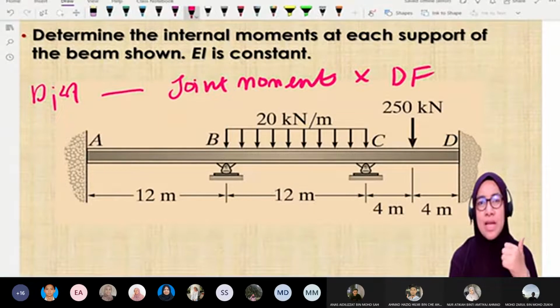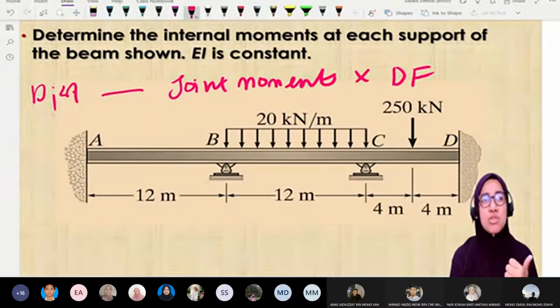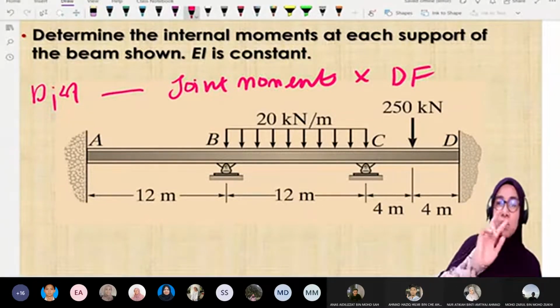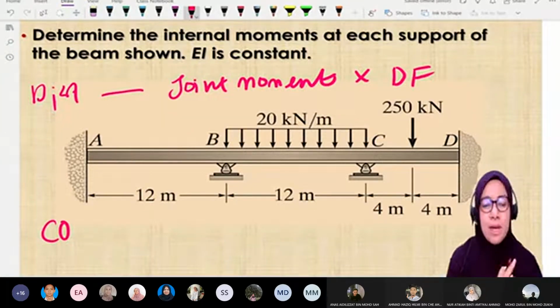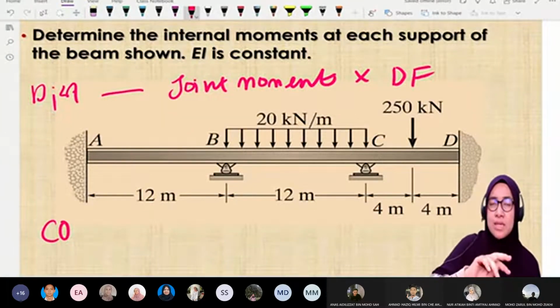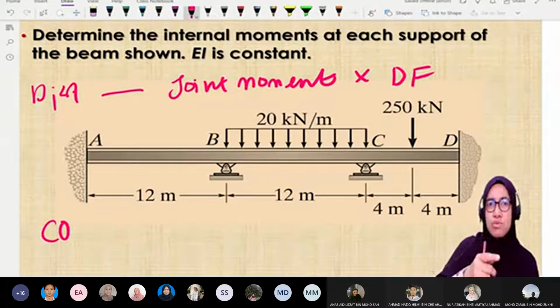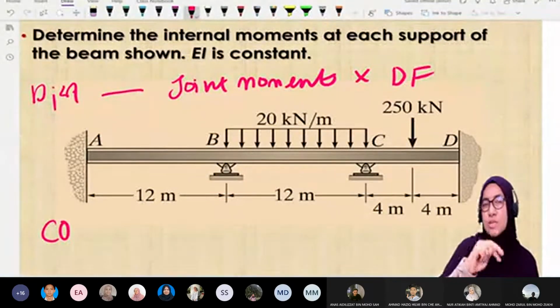Okay, so dalam table kita akan ada distribution. So distribution: joint moment times distribution factor. And after that, number 2, step after distribution is called as carry over. Ini 2 step dalam table: distribution, carry over, repeat again, distribution, carry over, repeat again, distribution, carry over. Ini dua step important.